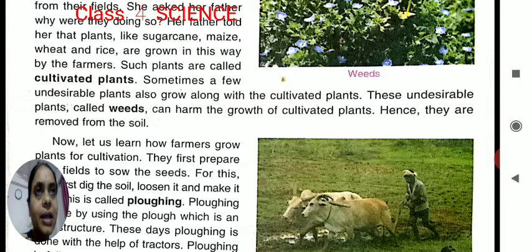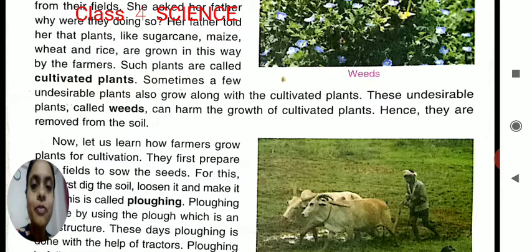So in this paragraph we will know about the process of cultivation. In the process of cultivation, how ploughing is done to farm on a field, then how a field is prepared to be ready for cultivation. Children, first of all, I would like to explain to you the word cultivation. Cultivation means farming. Farming, do you know? The word farming comes from farmer.